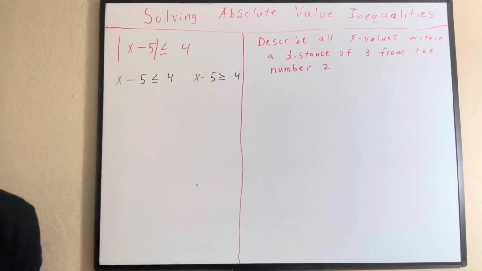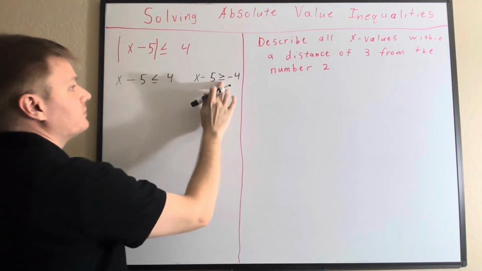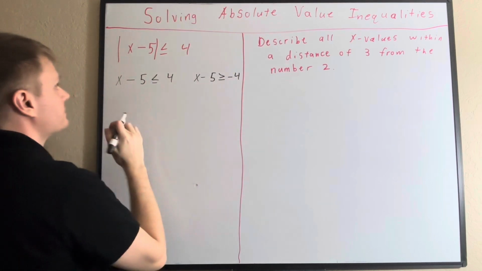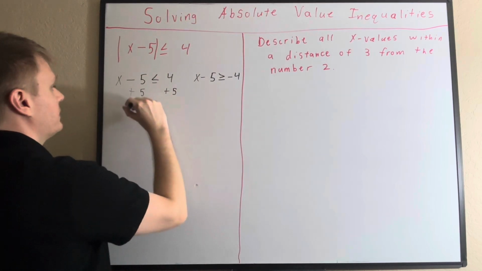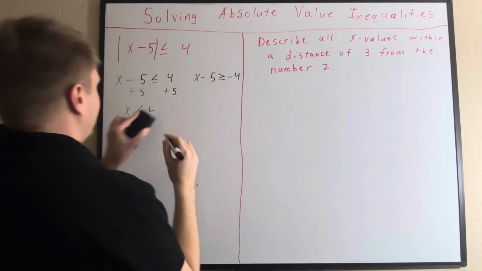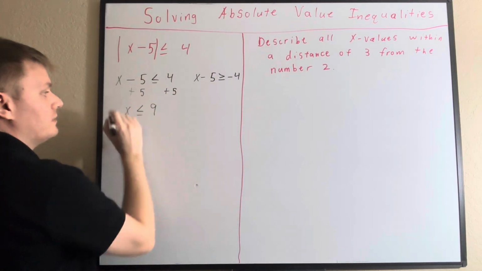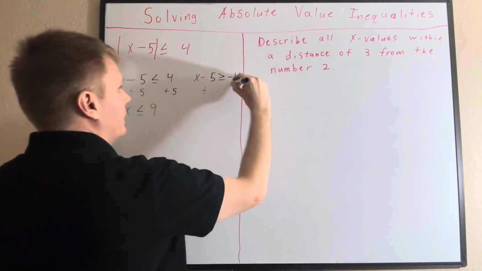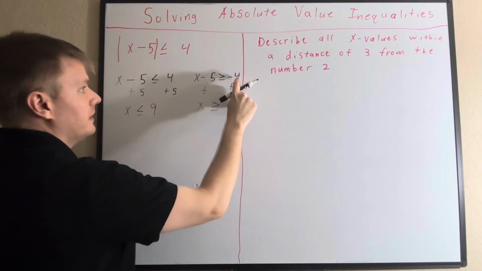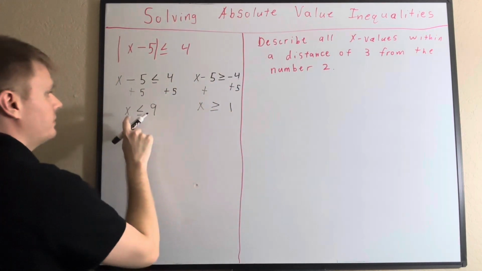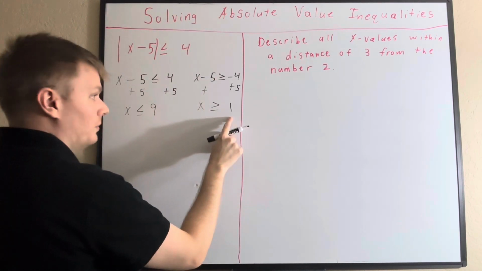Always make sure the negative one is the one where you flip the sign on. So now we solve for x, just like a normal equation. Add 5 to both sides. We get x is less than or equal to 9. Okay, that's part of it. Now we go to this side, add 5 to both sides. X is greater than or equal to positive 1, right? Negative 4 plus 5 is positive 1. Okay, so x is less than or equal to 9 and is greater than or equal to 1.